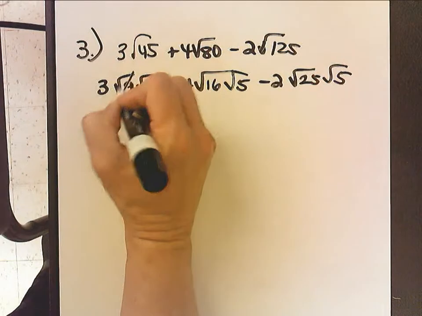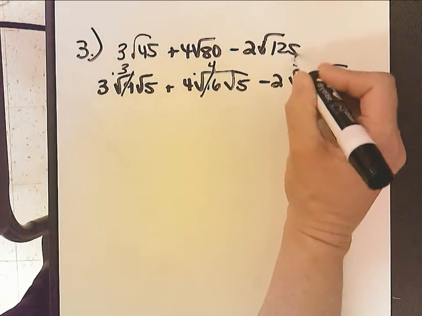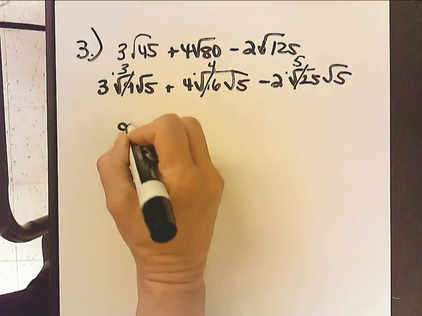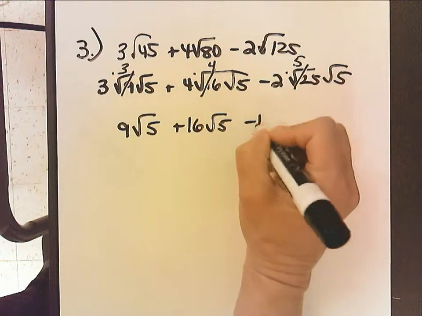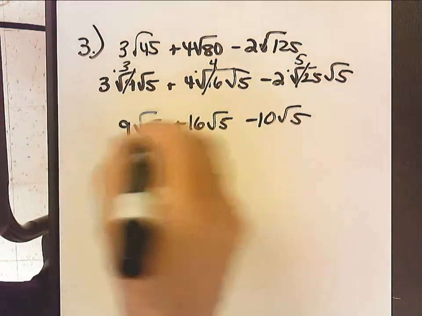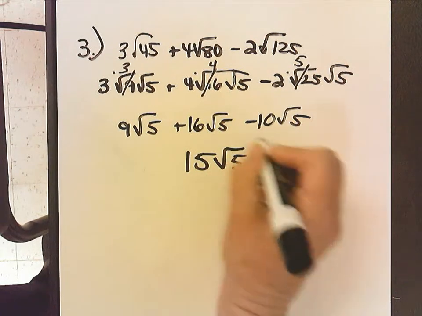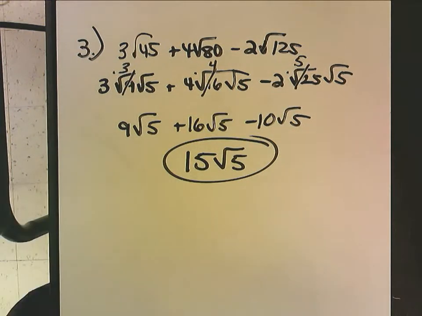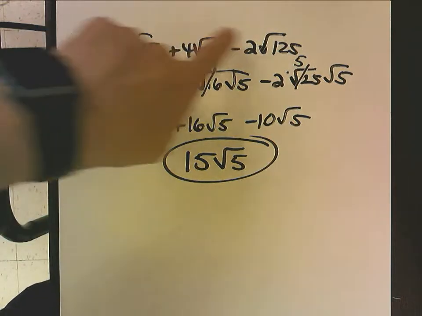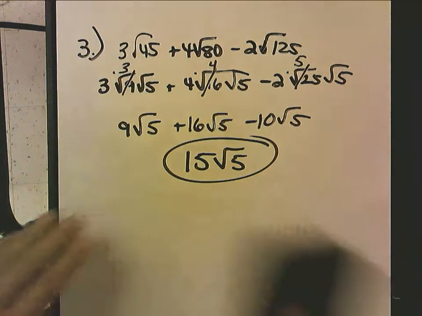So this becomes 3 times 3. This becomes 4 times 4. This becomes 2 times 5. So I have 9 root 5 plus 16 root 5 minus 10 root 5. That's 25 root 5 minus 10. The answer is 15 root 5. So I can add and subtract radicals when they have the same radicand. Sometimes it appears at the beginning that they don't have the same radicand, but once you simplify them, they do.